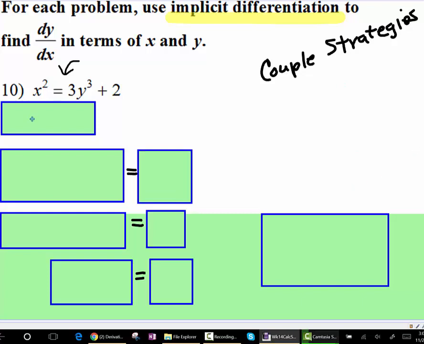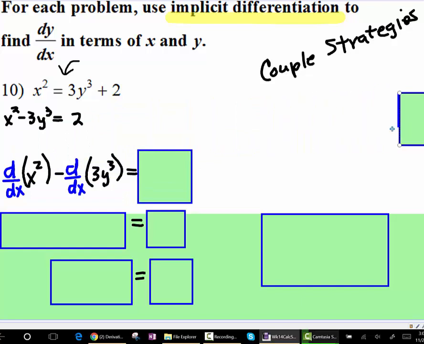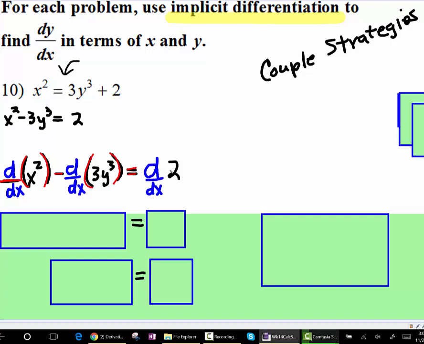And so what I'm going to do first is I'm going to get the constant number 2 by itself. That's all I did. I got the 2 by itself. And then we're going to differentiate both sides. So notice, I said, hey, big announcement. d over dx means I'm going to take the derivative of this, subtract the derivative of this, and that's going to equal the derivative of this. That's all I did with that right there.